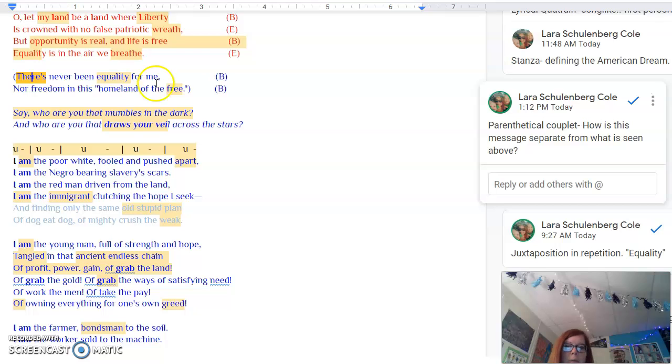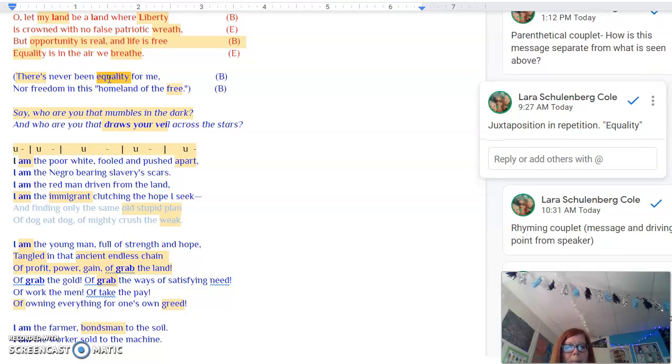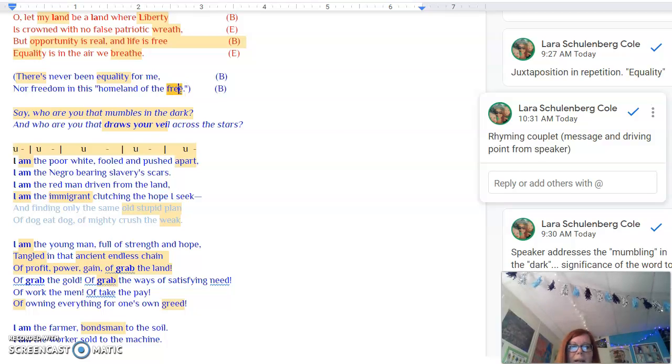This couplet is really in reaction to the defined American dream in the stanza above. So I think about how equality is repeated. How is equality treated in this stanza versus in this couplet? It makes me wonder, all right, we see a difference in how equality is achieved or treated. And then you see "the homeland of the free," which is very reminiscent of Americana at that point.